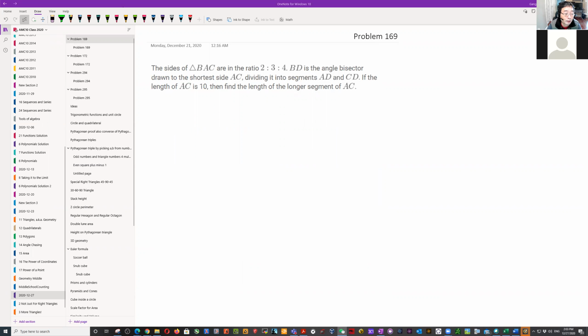Left from the last class: the sides of ABC are in the ratio of 2, 3, 4. BD is the angle bisector drawn to the shortest side AC. So AC is the shortest side. Let's say this is AC, and B is longer, so one side is possibly 3 and the other is possibly 4. By the ratio, this is 2, this is 3, this is 4 for AB. So basically, AB is a little bit longer than AC, and BC is a little bit longer than AB.